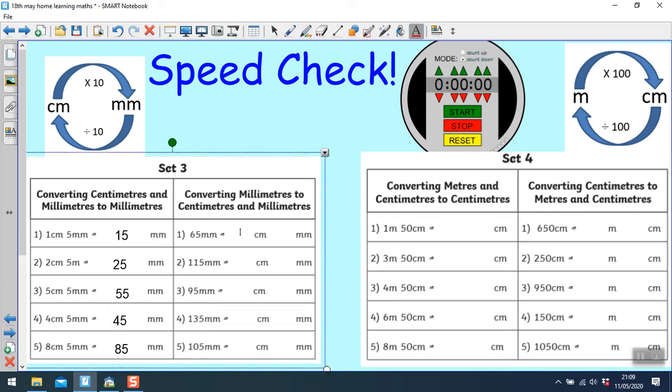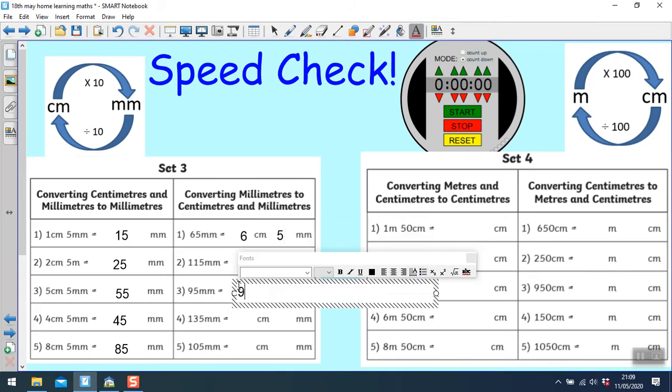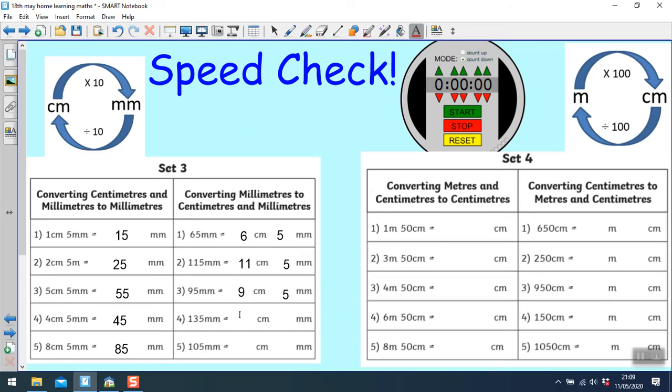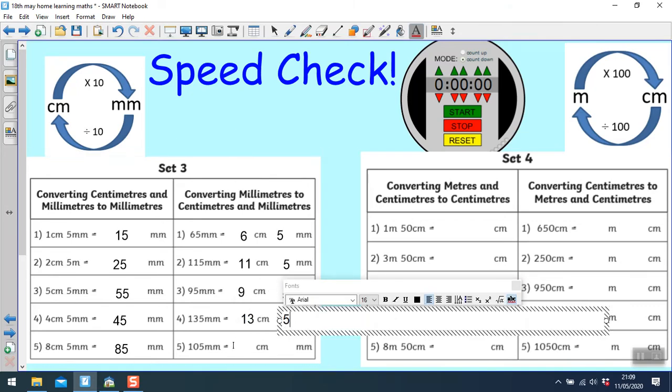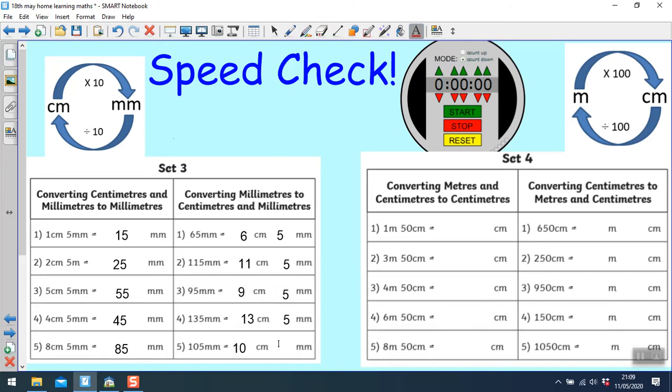65 millimetres is 6 centimetres and 5 millimetres because we divide 65 by 10 and we get 6.5. We call it 6 centimetres, 5 millimetres. If you divide this by 10, you get 11.5. That's 11 centimetres and 5 millimetres. 95 divided by 10 is 9.5. That's 9 centimetres and 5 millimetres. 135 divided by 10 is 13 centimetres and 5 millimetres. 105 divided by 10 is 10.5, so that's 10 centimetres and 5 millimetres.